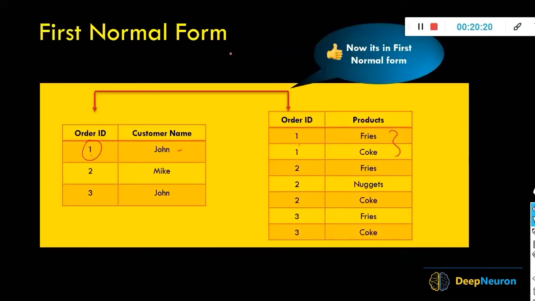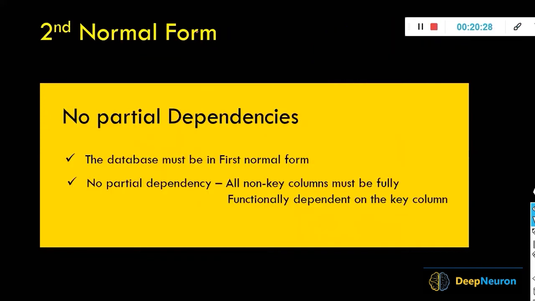If a table, or if the data model, has to be in the second normal form, first it should meet the first normal form. And then, in addition to that, there should not be any partial dependencies, which means all non-key columns must be fully functionally dependent on the key column.